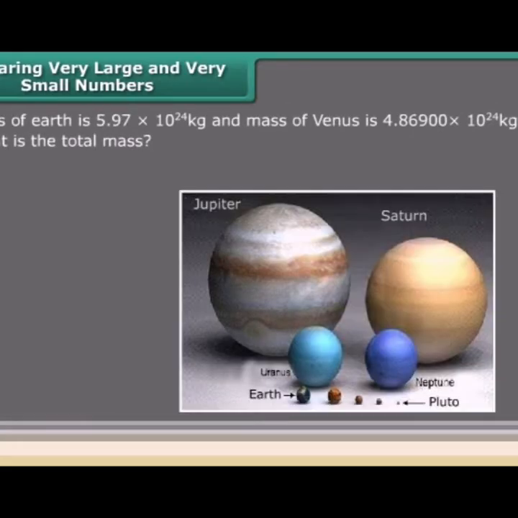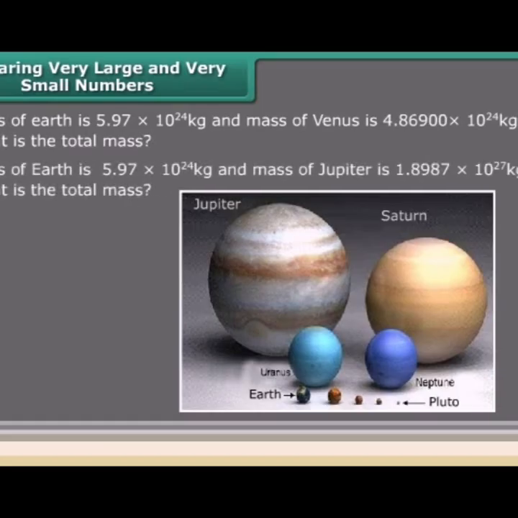Mass of Earth is 5.97 into 10^24 kilogram, and mass of Venus is 4.86900 into 10^26 kilograms. What is the total mass? Mass of Earth is 5.97 into 10^24 kg, and mass of Jupiter is 1.8987 into 10^27 kgs. What is the total mass?